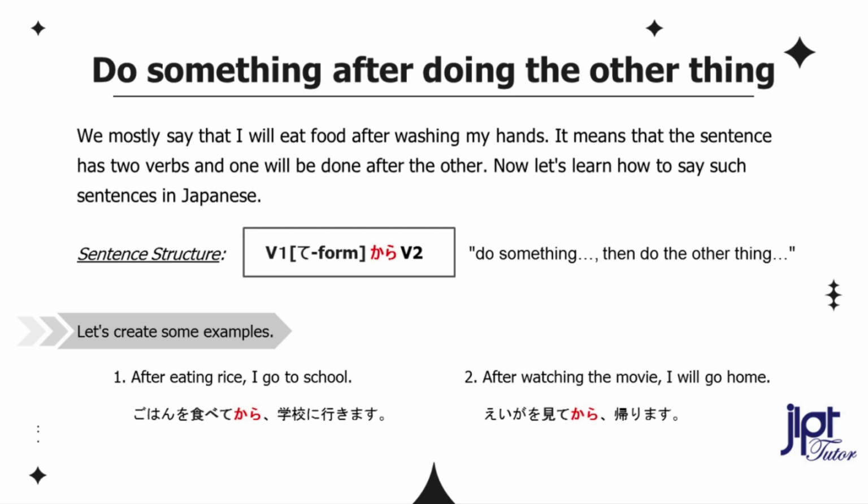We will use V1, te, kara, V2, which means do something, then do the other thing. This sentence pattern is used to specify the order of things. Verb 1 is the first action, verb 2 is the action that follows. The tense of verb 2 is the tense of the sentence. Let's take some examples. After eating rice, I go to school.